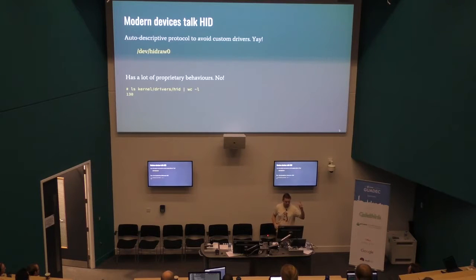In the kernel source, the drivers/hid directory is 130 files, of which four or six of them or something are for the generic one, and the rest is just special handling. But still, most of the work goes into one big generic driver that can handle almost everything.